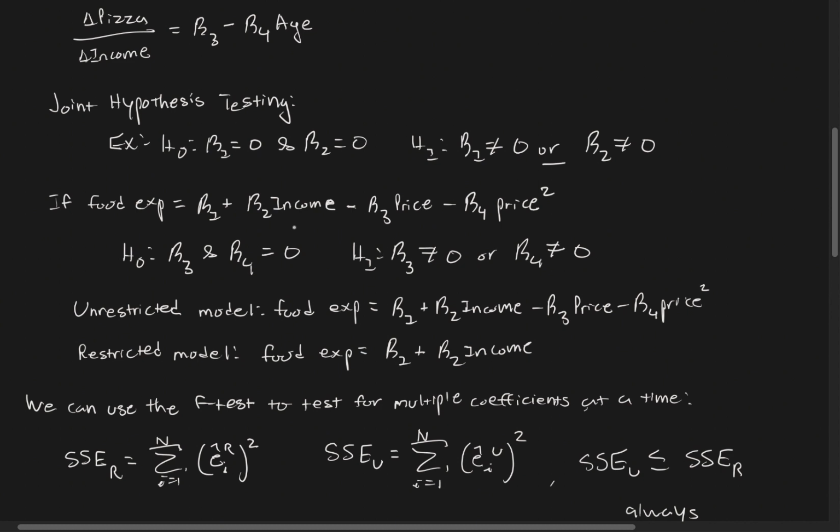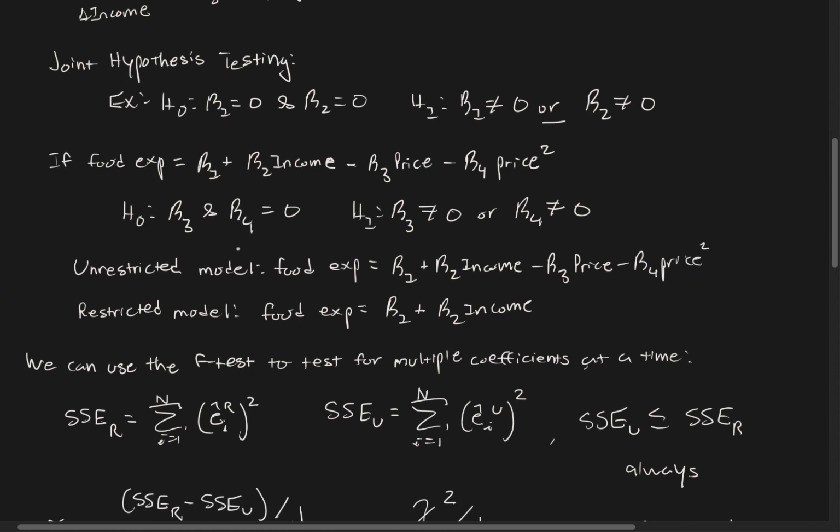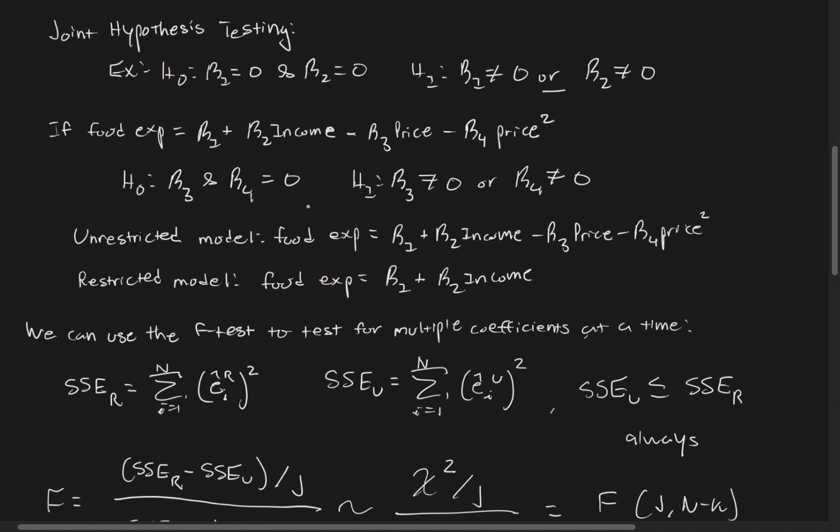And so if we're given this function here, food expenditure, income, price, and then price squared, our null would say that beta 3 and beta 4 are 0, and the alternative is that beta 3 and beta 4 are not equal to 0. With respect to price, we're just ignoring income. We don't have to test all coefficients at once.